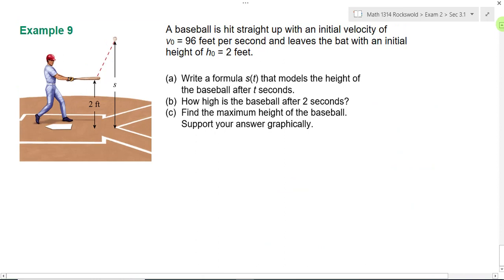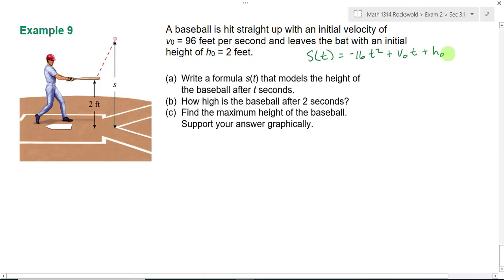Example 9. A baseball is hit straight up with an initial velocity v sub naught of 96 feet per second and leaves the bat with an initial height h sub naught of 2 feet. Anytime you're given these motion problems, you're going to use this. S of t, S is what we use for position of an object in space, is equal to negative 16 t squared plus v sub naught times t plus h sub naught, where v sub naught is an initial velocity, h sub naught is an initial height. When I say naught, it's N-A-U-G-H-T, like it's a subscript of 0.